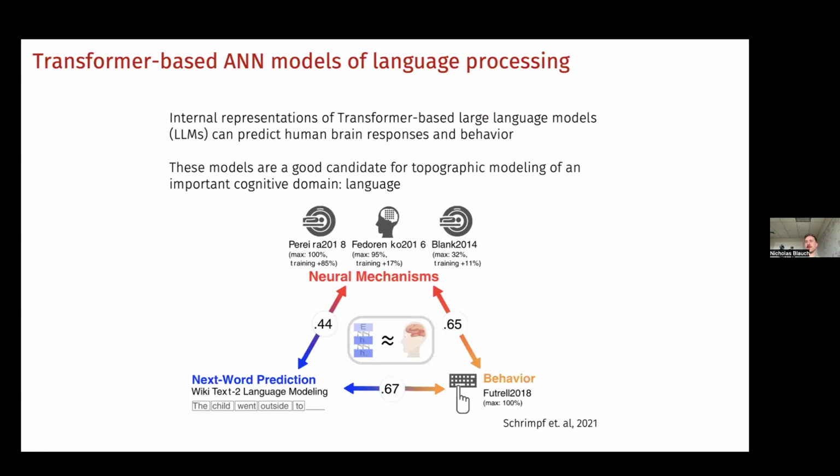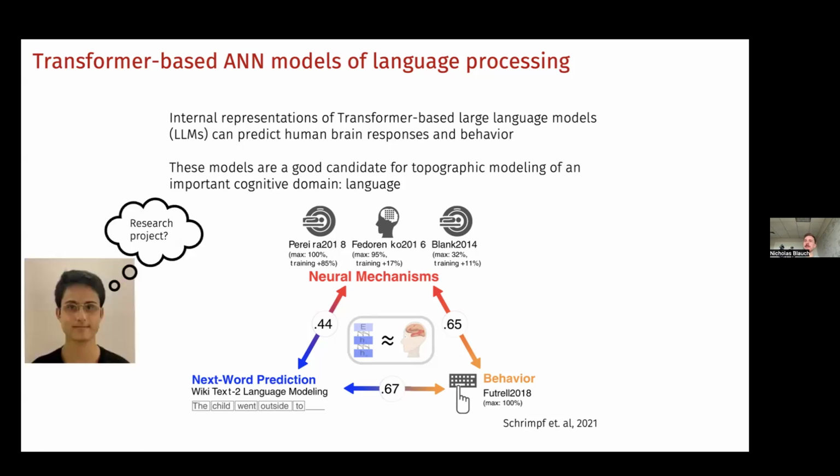Recently, these transformer models have been doing really well at language tasks, and they've also now been used as state-of-the-art models of language processing. So they're doing the task well, they're predicting human behavior pretty well, and they're predicting brain data pretty well. So they seem to be good candidate models. And if we can just figure out how to get them to organize topographically, we might be able to make some progress in understanding the topographic representation of language. So this is where Taha came in and said, let's do a research project on this.